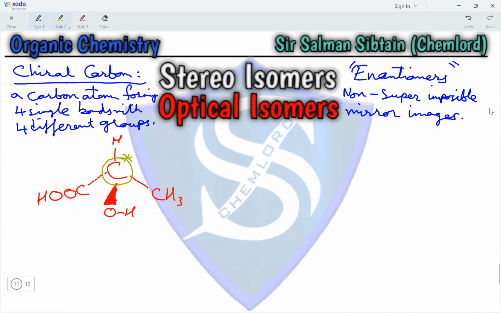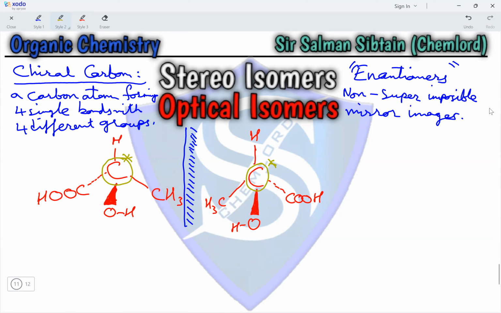So now this carbon atom has an optical isomer which is a non-superimposable mirror image of this compound. So this is a mirror that is drawn. So the other isomer would be the carbon atom with the H and the OH groups placed in the exact same positions that they were in the first isomer, whereas the positions of the CH3 and the COOH groups have switched. Now, this is the other optical isomer of this compound.